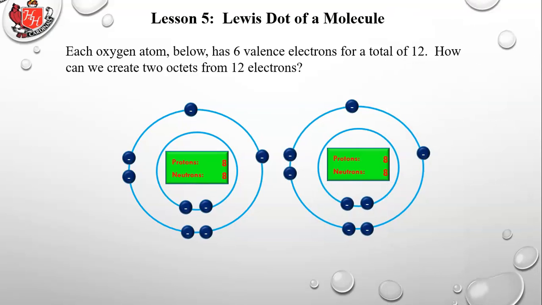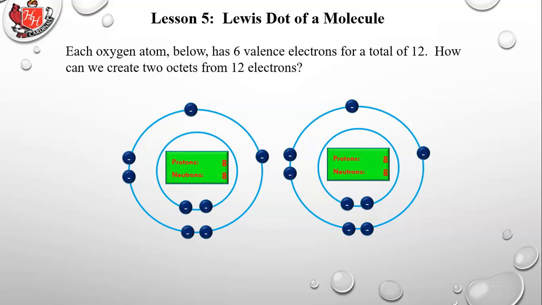Each oxygen atom below has 6 valence electrons for a total of 12, so count them. The valence electrons are only the outside electrons in the second orbital. We don't care about the 2 in the first orbital of each of those atoms. How can we create an octet, 2 octets rather, from 12 electrons?